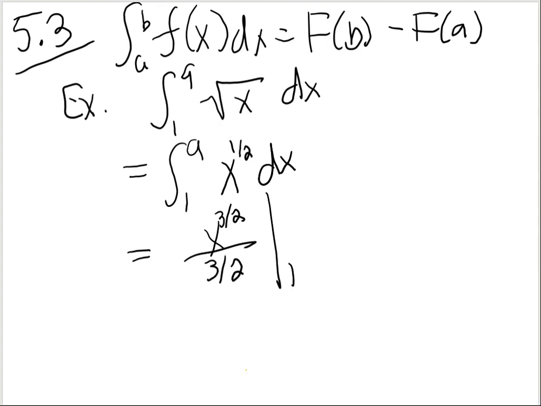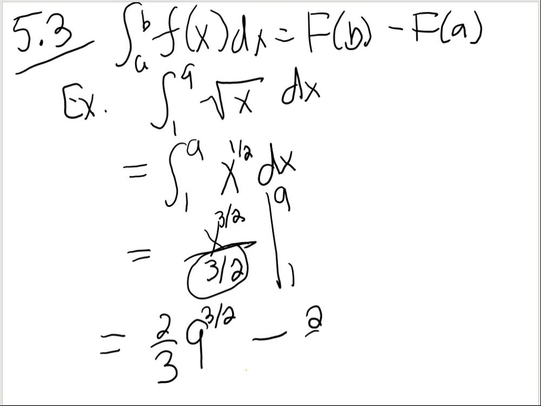And then we use this notation, bar 1, 9, saying we're going to evaluate it at 9 first and then subtract evaluating at 1. So what does that look like? Well, this becomes 2/3 times 9 to the 3/2 minus 2/3 times 1 to the 3/2. Put that in your calculator. You'll get 2/3 times 27 minus 2/3 times 1, which is 52/3.